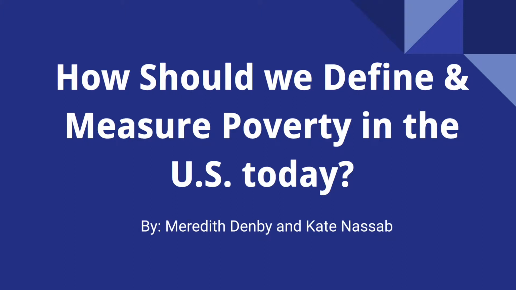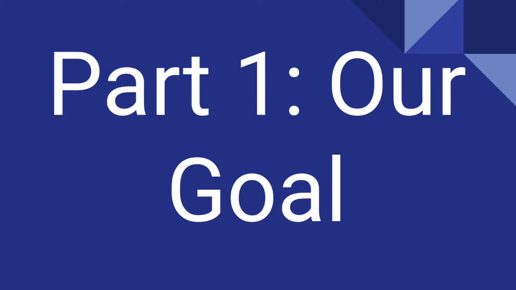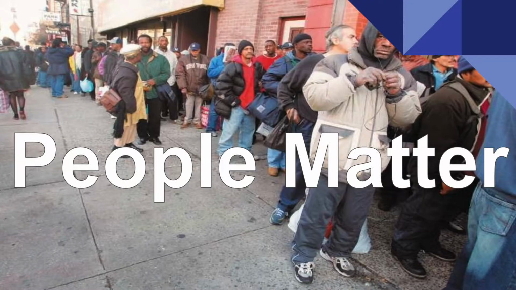And this is our Poverty Project 1 on how we should define and measure poverty in the United States today. Our goal for this project is to address the causes and consequences of poverty while respecting the dignity of people, because in the end, people matter. Our goal for this video is not to prove to you all watching that we know the best policy or the best way to solve the issue of poverty in America. We just want to get the people of America involved in this issue and talking about it.